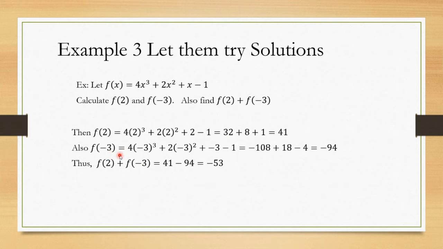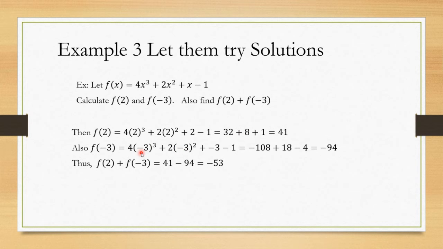Here, you have f of negative 3, okay? Now, f of negative 3, right? Again, I'm just plugging it in. So we have 4 times negative 3 cubed, okay? Plus 2 times negative 3 squared plus negative 3. Here I wrote it as adding the negative. I mean, it's the same thing as subtraction. Minus 1. And you could do this in your calculator. You just have to be careful with the minus signs.